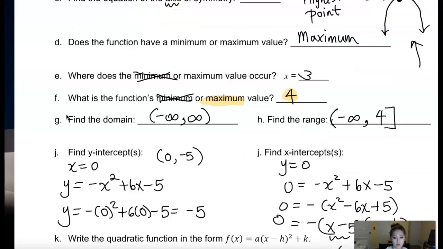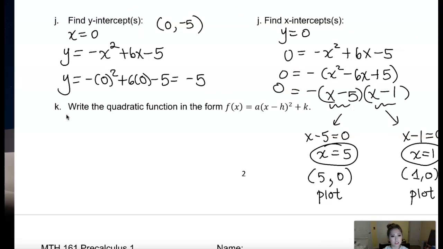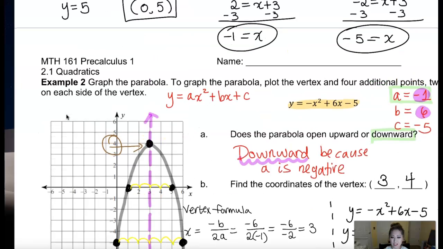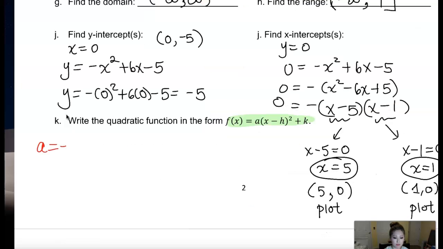Okay, let's go down and do one more thing. Now this is a daily problem that I ask you to complete. It's asking you to find the quadratic function in the form of this vertex form. So let's go ahead and do it this way. We know what A is. Didn't we identify what A is already? Let's go up and find what A was. Didn't we say A is equal to negative 1? A is equal to negative 1. Write down what H is. H is equal to the x-coordinate of the vertex.